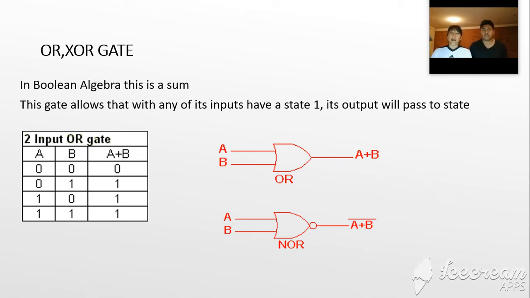We have the XOR gate, also called exclusive OR. This acts as a binary sum of the digits, and the result of the sum will be the output. Another way to see it is that with equal input values, the output status is 0, and with different input values, the output will be 1.